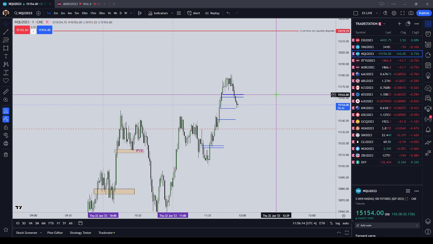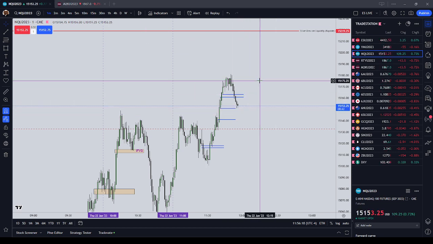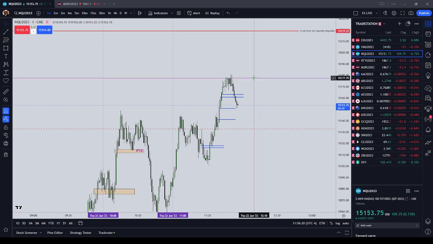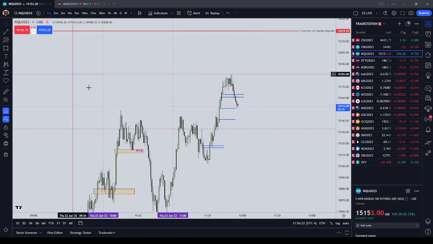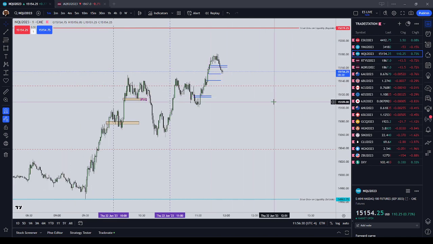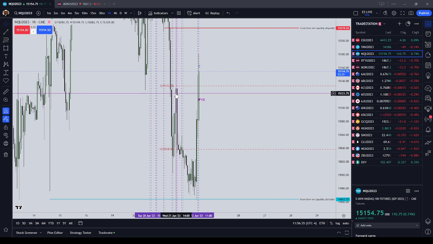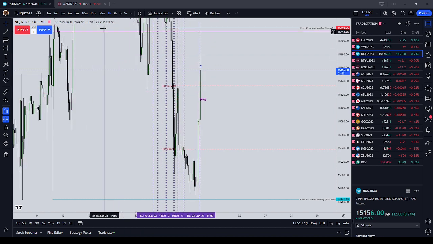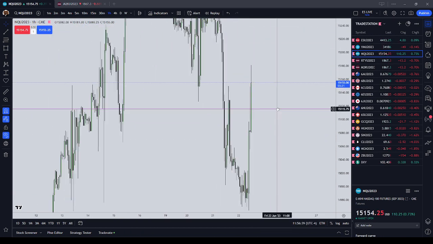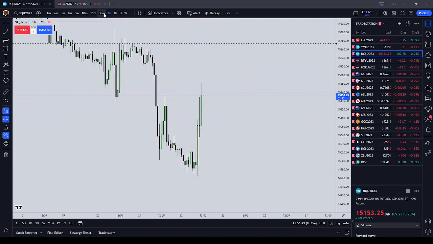NASDAQ. I'm probably going to get long again here, depending on how far into this fair value gap it wants to trade. Hourly time frame. We did run Wednesday's. Let me take a look. Let me hide. Let me make sure that I'm getting my draw correct.